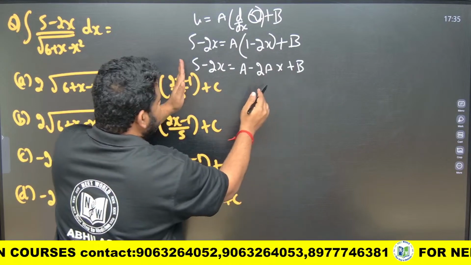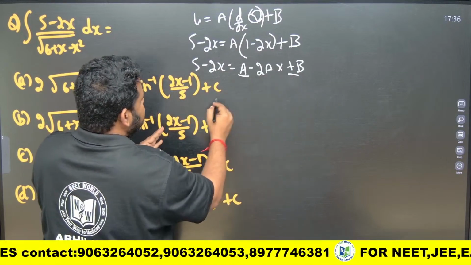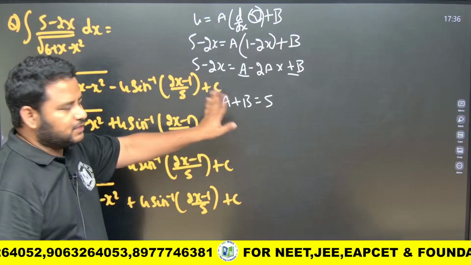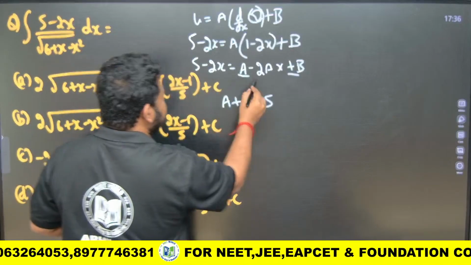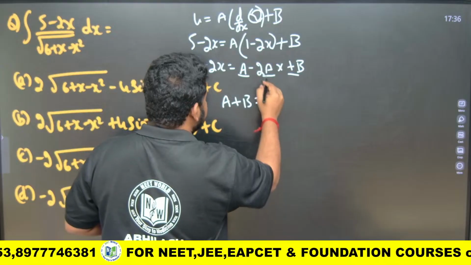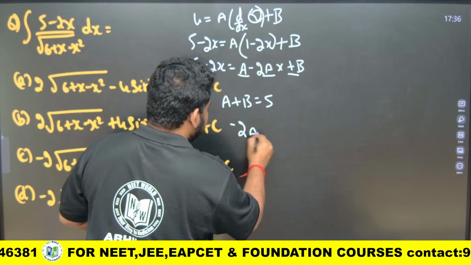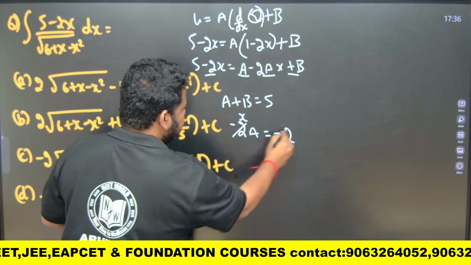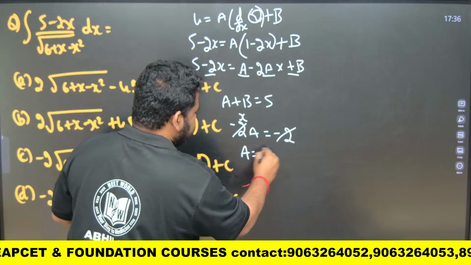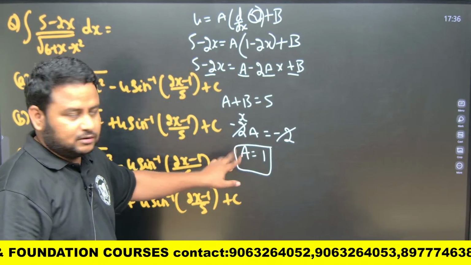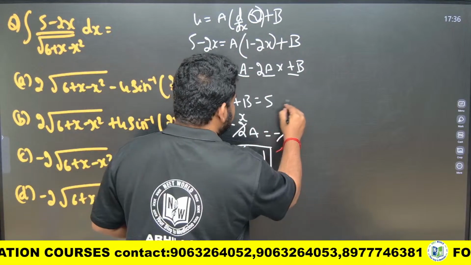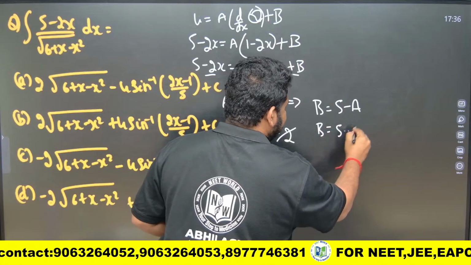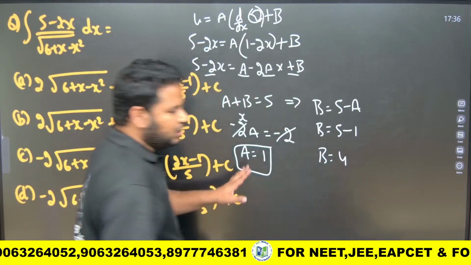Now what are the constants? a and b are constants. So here a plus b will be equal to 5, that is one thing. Now the coefficient of x here is minus 2a, and on the other side the coefficient of x is minus 2. So I can cancel minus 2 with minus 2, and a is equal to 1. What about b? Since a is equal to 1, b becomes 5 minus a, that is 5 minus 1, so b is equal to 4.